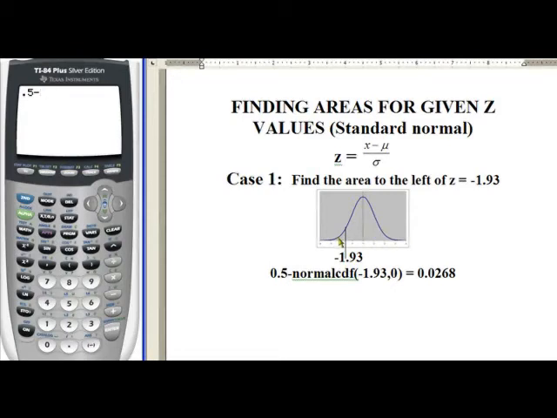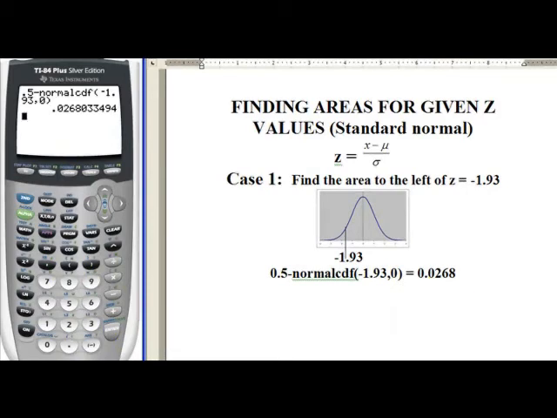So I'm going to pick second distribution, and the normal CDF button is the second option. We are going to integrate from negative 1.93 to 0. When you close that and push enter, you will be getting the probability value that we are looking for.